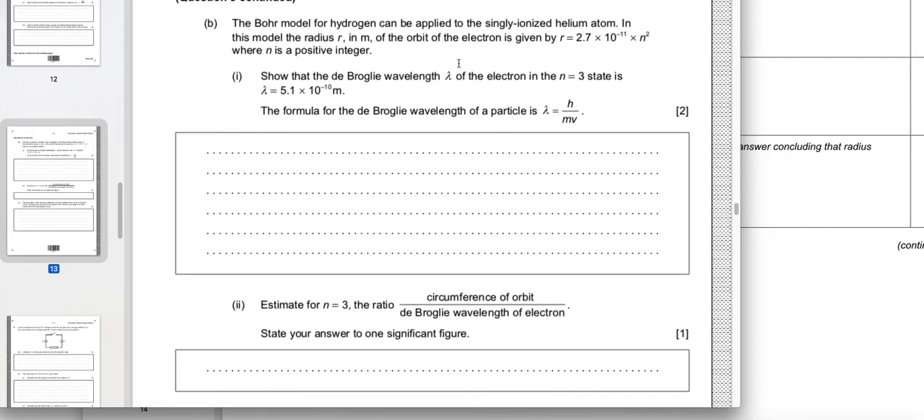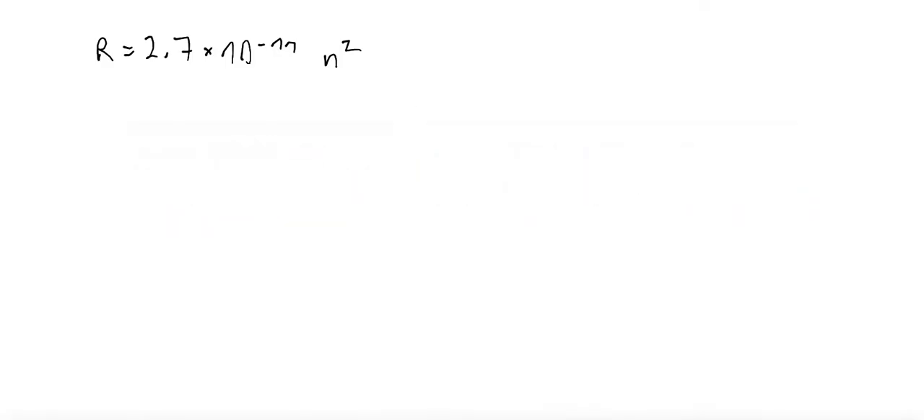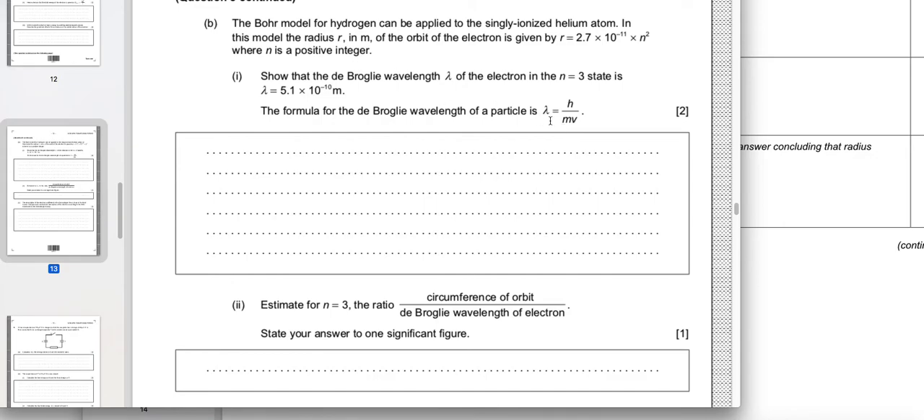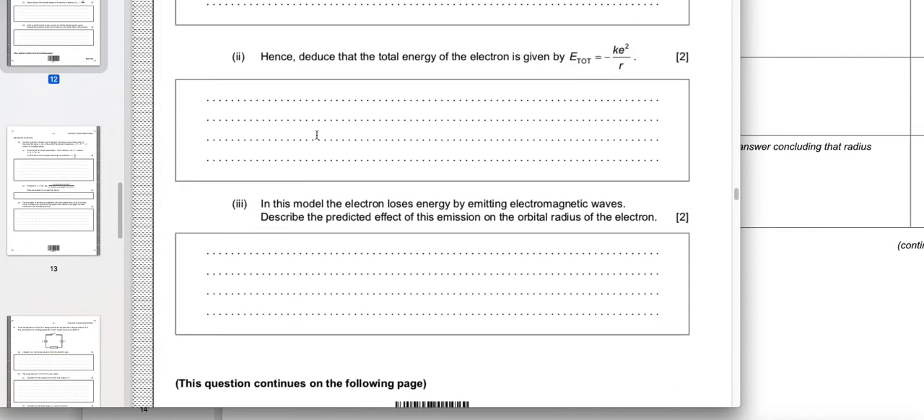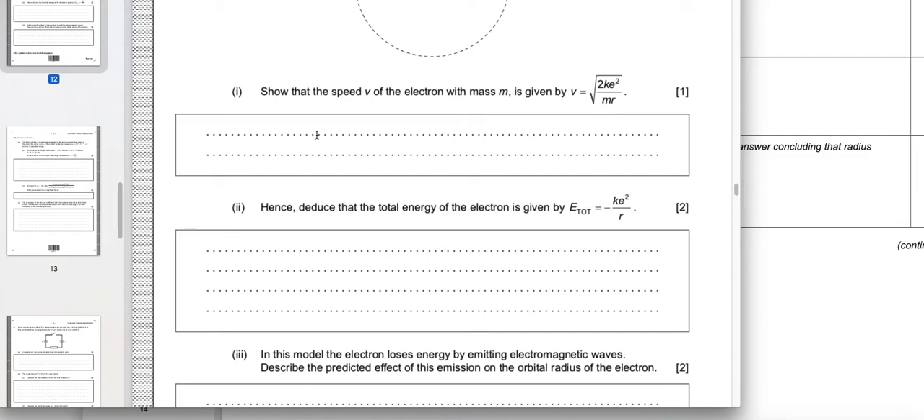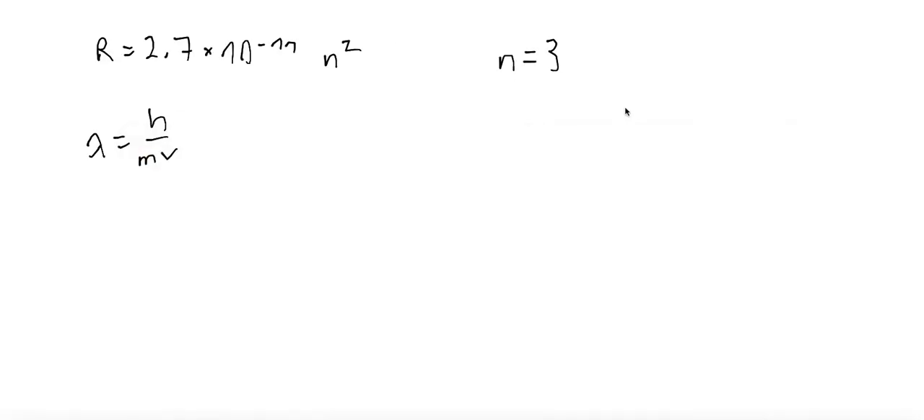Okay, and you have to show that the de Broglie wavelength at n state is given by lambda equals 5.1 times 10 to the power of minus 10, so n is equal to 3, and the formula for the de Broglie wavelength is lambda equals h over m times v. So all you have to do here is to calculate the speed at the third orbit. So here you have to use this expression.